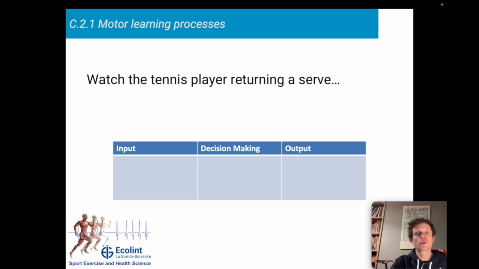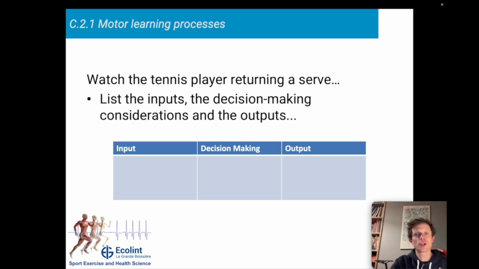In this next task, what I'd like you to do is watch this animation of a tennis player returning a serve. And I'd like you in your workbooks to list the inputs, the decision-making considerations, and the outputs that they've decided upon.